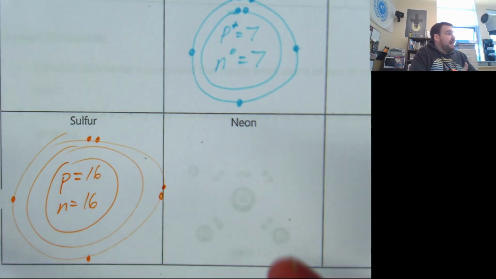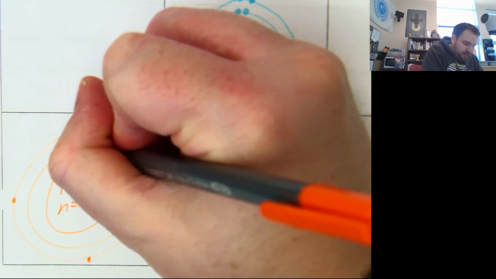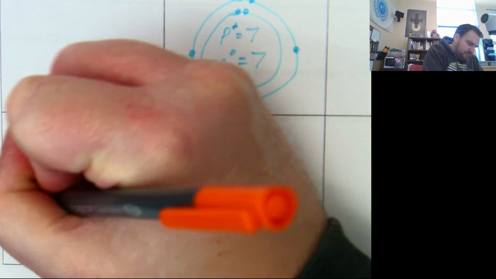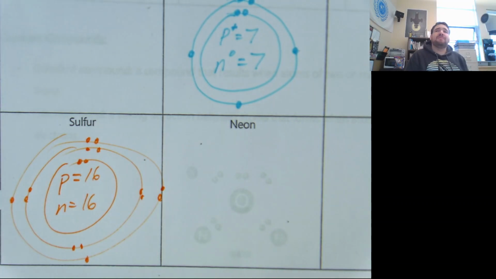And then everything inside is just going to be full. So that innermost ring can only hold 2. So let's put 2 in there. The next ring can hold 8. And we're done. That's what the shortcut would look like for sulfur.